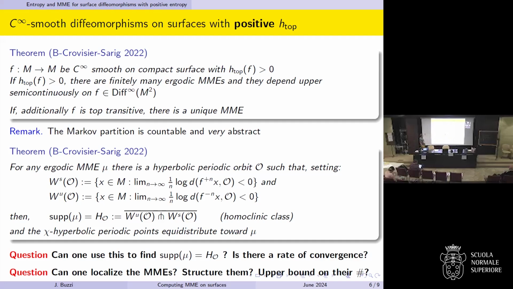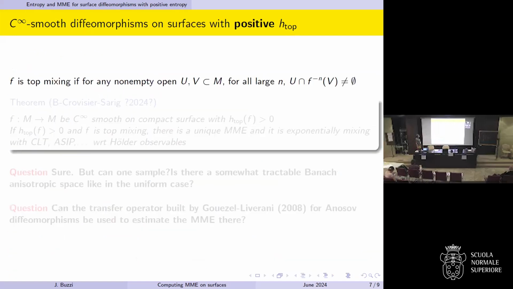Another thing that you might be interested in is that we know the number of ergodic measures maximizing the entropy is finite. We know that the number is something reasonable. Okay, it's semi-continuous. If you are able to approximate these homoclinic classes in a reasonable fashion, then probably you can prove an upper bound on the number of MMEs. Okay, so I'm here to ask a question. So how long do I have?